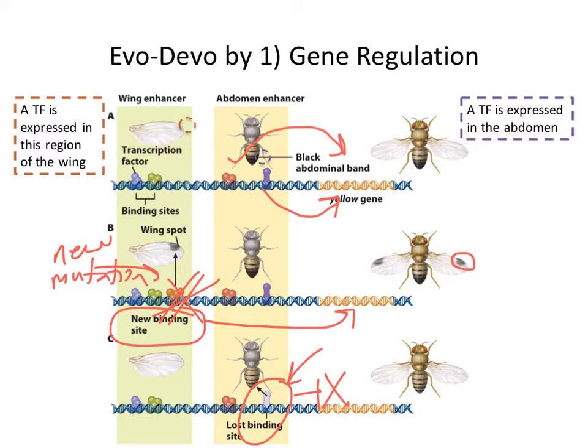So single nucleotide changes, not in where the protein is encoded, but in the regulatory sequences, can make some subtle changes, but significant changes to development. It doesn't have to be mutations of the gene itself. It could be regulatory sequences that cause a change in how much of the protein is produced, where it's produced, or where it's not produced.